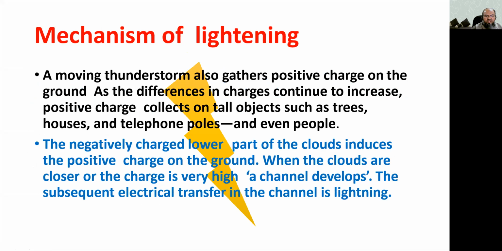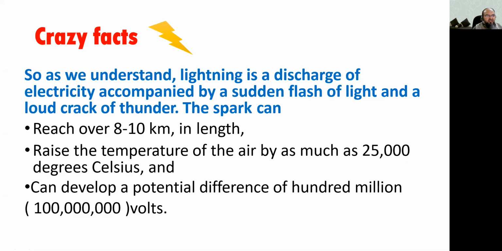Now, as I have told you, lightning is a discharge of electricity accompanied by a sudden flash of light and a loud crack of thunder, that is sound. The spark can reach 8 to 10 kilometers in length, raise the temperature of the air by as much as 25,000 degrees Celsius, which is around 4 times that of the surface temperature of the sun, around 6,000 degrees Celsius, and can develop a potential difference of 100 million volts.